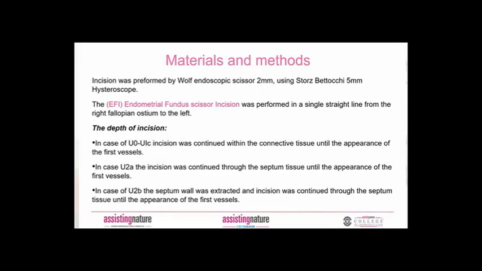In case of U2A or U2B, the incision was also continued with the same range. And in the case that the septum wall was present, the incision was continued through the septum tissue until the appearance of the first vessel also.